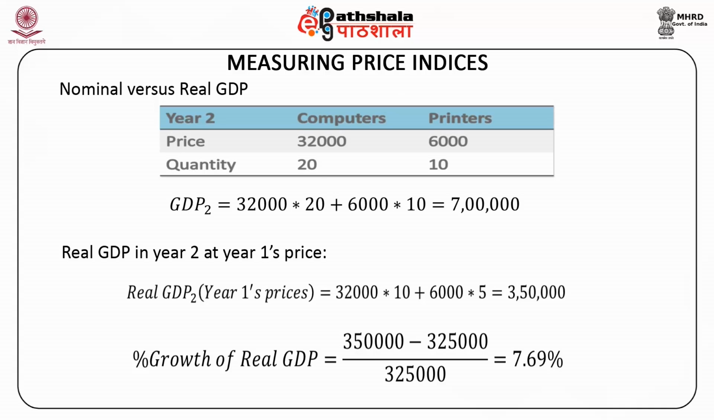The percentage growth of real GDP can be calculated as 3,50,000 minus 3,25,000 divided by 3,25,000, which is equal to 7.69%. Thus, the real GDP is almost 8% higher in year 2 than in year 1.